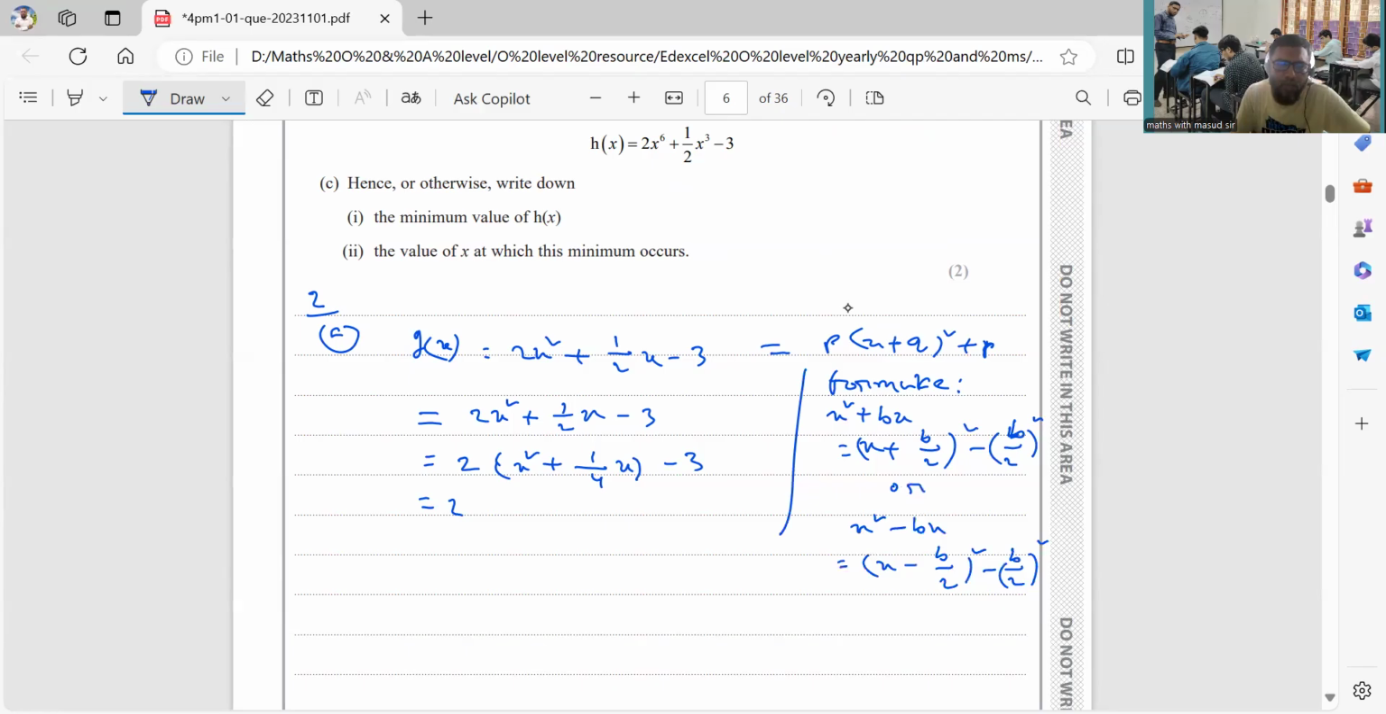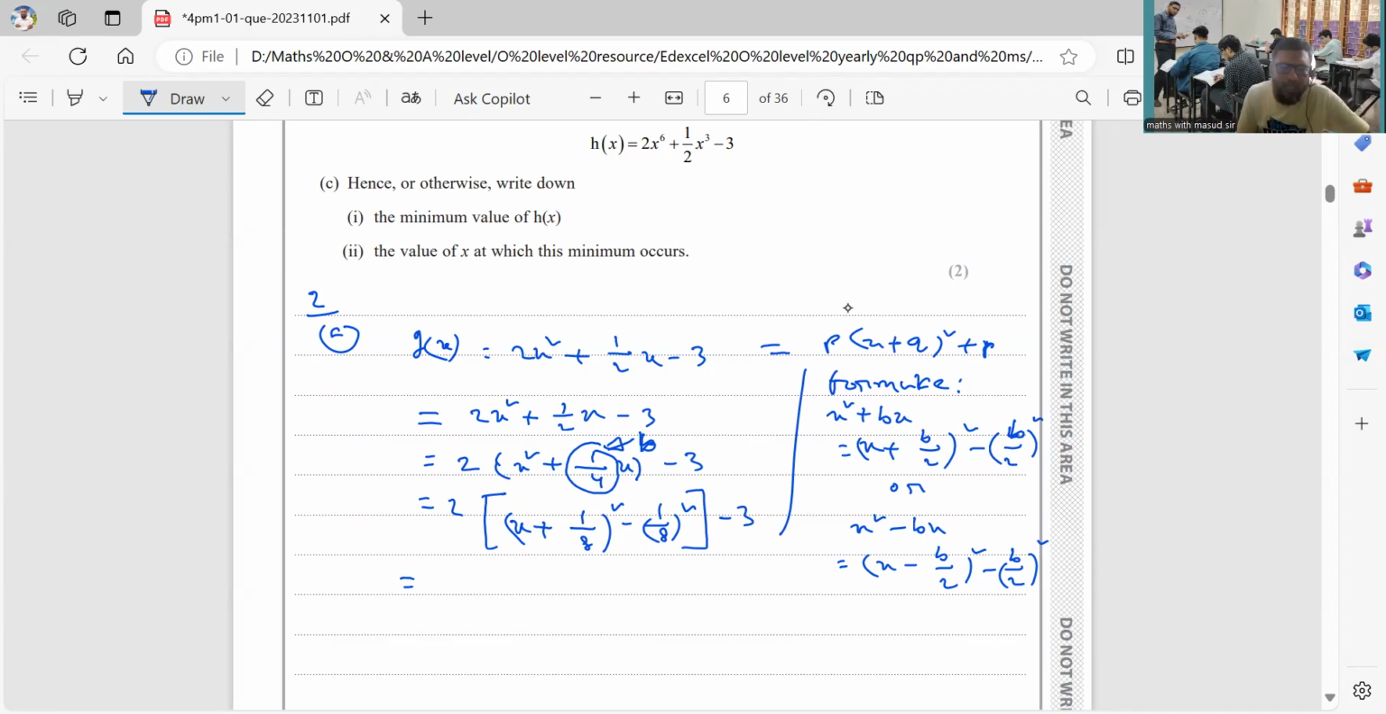If you take 2 common, you will get the form x squared plus bx. So this one represents b. Okay. Now the formula is, give the bracket, x plus b by 2. So b represents 1 by 4. So 1 by 4 divided by 2, and it will be 1 by 8. And minus 1 by 8, whole square. Bracket closed, and put minus 3 here.